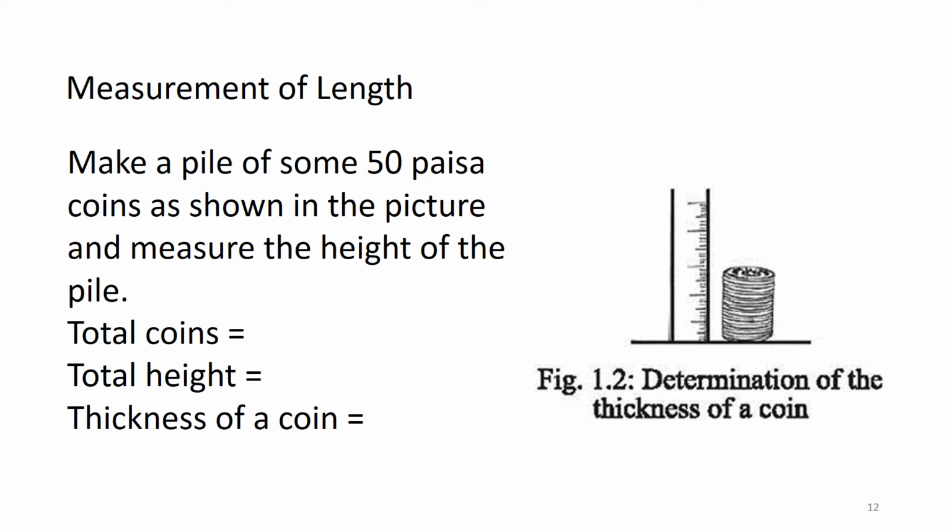Make a pile of some 50 paisa coins as shown in the picture and measure the height of the pile. তোমাদের জন্য একটা পিকচার দেওয়া হয়েছে, তোমরা এটা নিশ্চয়ই দেখতে পাচ্ছ। তো এটা হচ্ছে তোমাদের জন্য এক এক্সপেরিমেন্ট। এই যে শেষে বলা হচ্ছে কী কী করতে হবে। টোটাল কয়েন্স ইকুয়াল টু তোমরা যেটা পেয়েছো, টোটাল হাইট ইকুয়াল টু তোমরা যেটা পেয়েছো, থিকনেস অফ আ কয়েন ইকুয়াল টু তোমরা যা পেয়েছো, এটা তোমরা লিখবা এখানে। আর তোমরা আনসারটা কমেন্টে দিতে পারো.